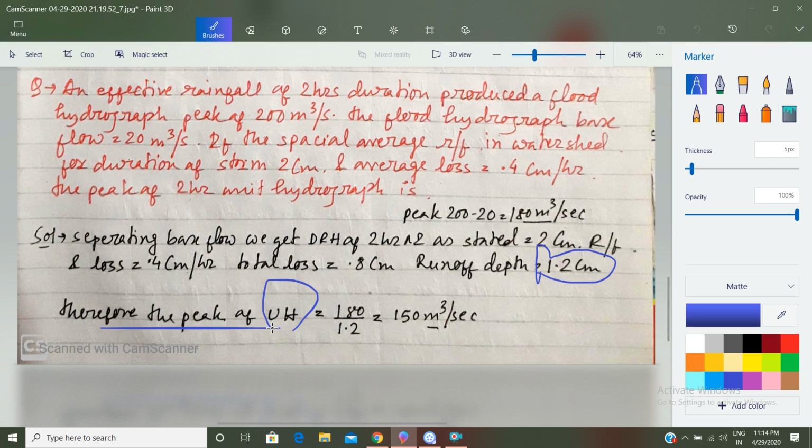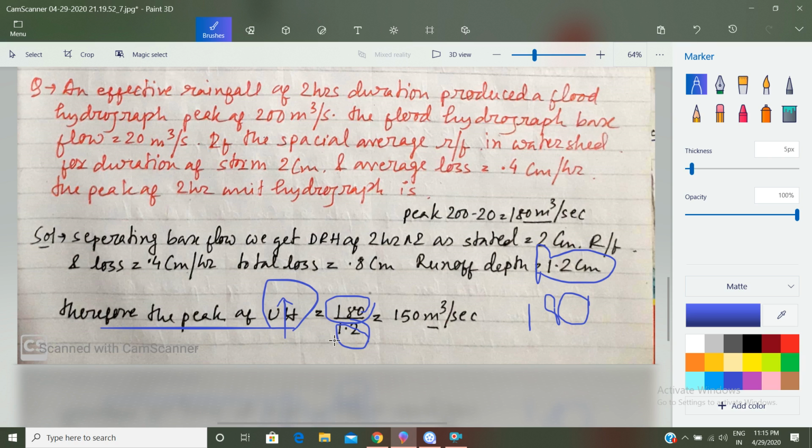So we need the peak of the unit hydrograph. For the unit hydrograph, we have to divide by 1.2. The peak ordinate is given as 180, and 180 is the peak ordinate of what? Peak ordinate of the direct runoff hydrograph. So from the direct runoff hydrograph, we need to calculate the unit hydrograph.